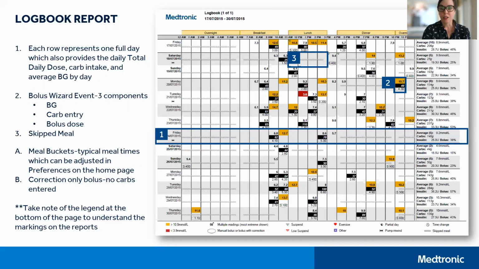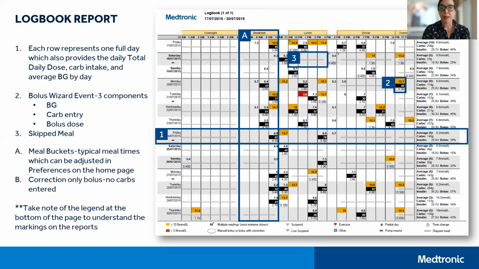This third icon here, the squiggly line, represents a skipped meal. And it doesn't necessarily mean that there should have been a meal. It just represents that under the meal bucket time frame, you can see these outlined at the top as overnight, breakfast, lunch, and dinner. And again, these can be customized in your preferences. The squiggly line indicates that there was no bolus given during that meal bucket period on that specific day.